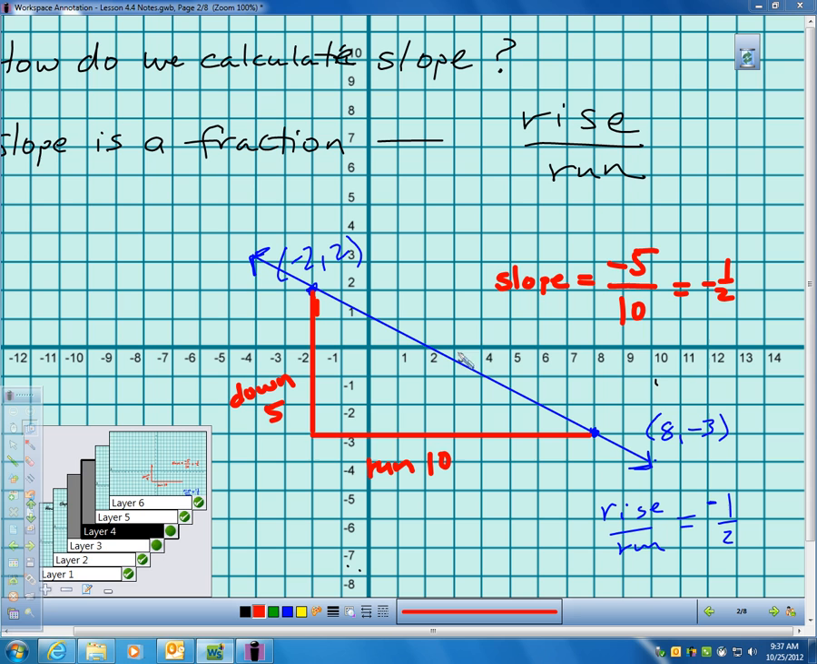I believe this is an easy concept for you. Even if you're not great at math, this is a simple concept if you're watching the video, okay? Very simple concept to figure out a slope.